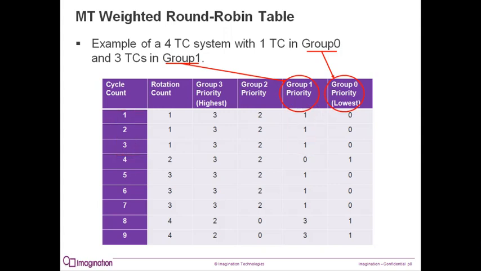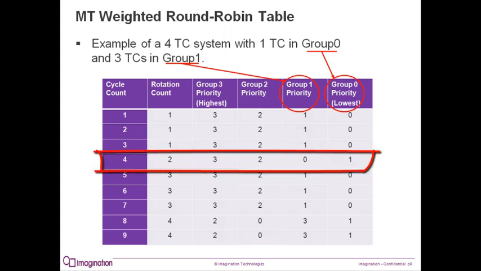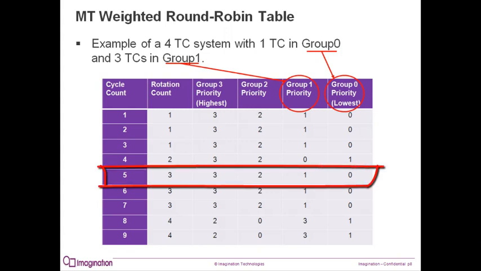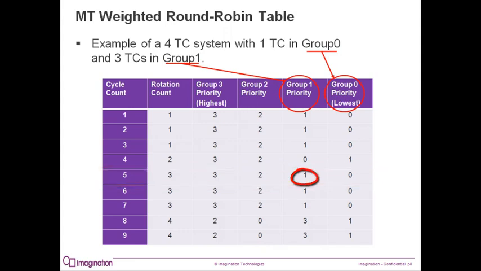Since all threads that are runnable in group 1 have run, the priority rotates at cycle 4. This time, group 0 has the highest priority, so the one thread in that group runs for 1 cycle. Since there is only 1 thread in group 0, the priority will rotate again at cycle 5, where group 1 is again the highest priority group with runnable threads.